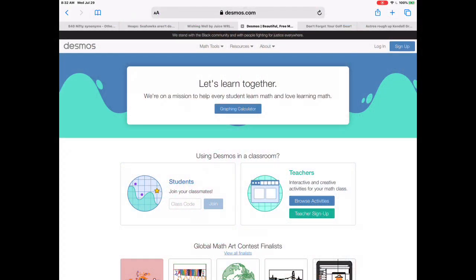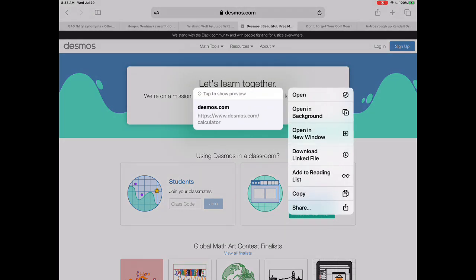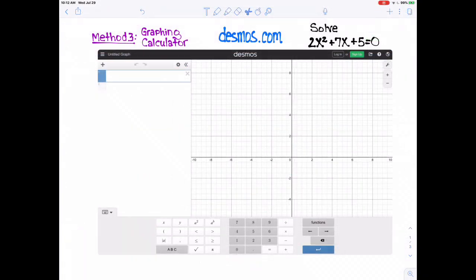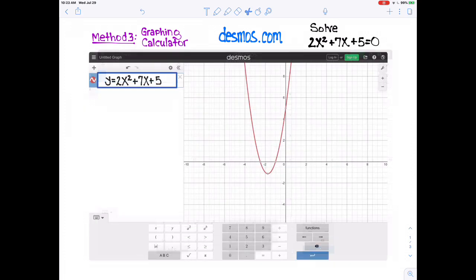When you go to Desmos.com, this is what it's going to look like. I'm going to select Graphing Calculator in blue. When you select the graphing calculator, your screen will look like this. Now you're going to type the equation in the rectangle next to the blue square in the top left corner. Remember, you replaced the 0 with a y.